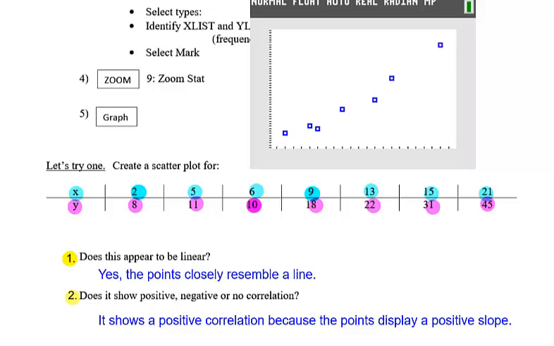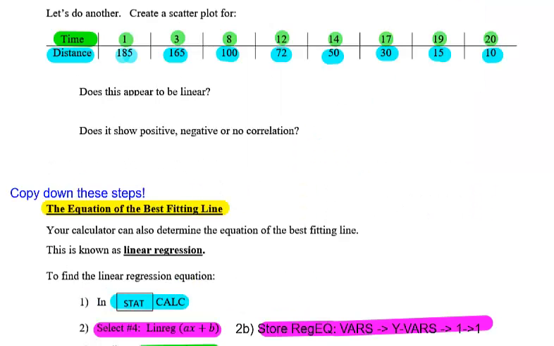So here it's positive because the points display that positive slope. Okay, here's another example. So if you did get the app for the calculator, take this time to try this one on your own and pause the video, and then I'm gonna show you the graph that I got, and then you could just write down the questions too. So when you send me the notes, I want to see you answering these 2 questions.